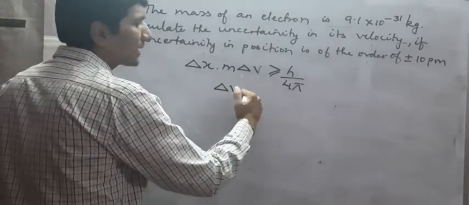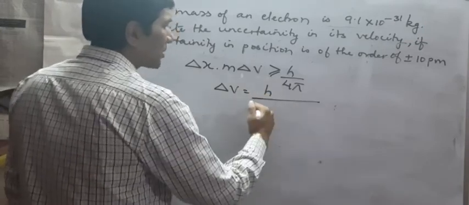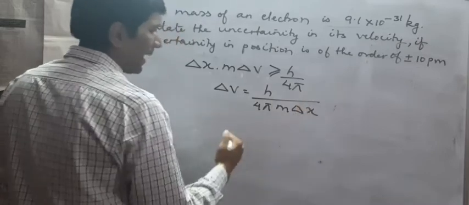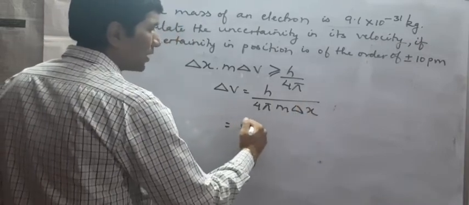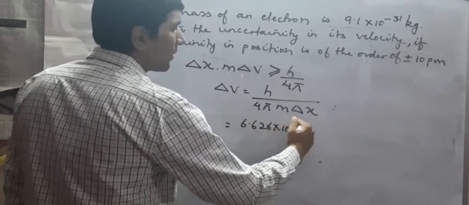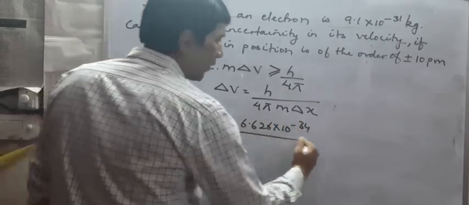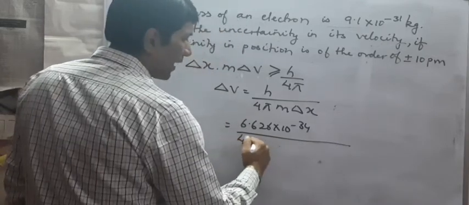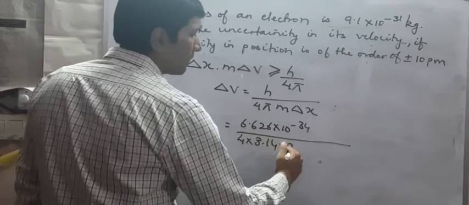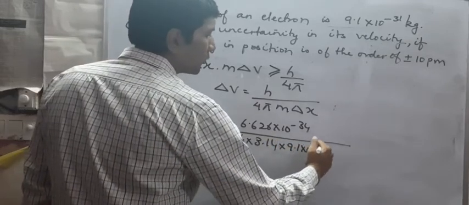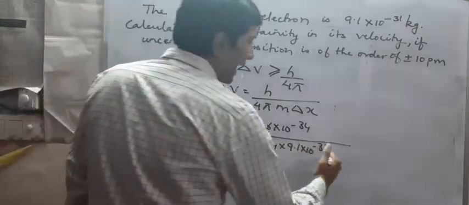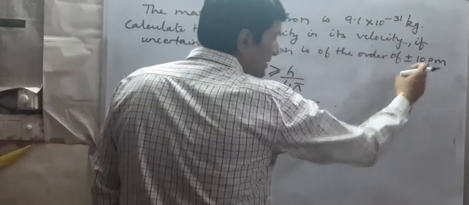So the formula gets modified as h upon 4 pi m delta x, and then we need to place the values. So 6.626 into 10 raised to power minus 34 upon 4 into the value of pi, which is 3.14 or 22 by 7, multiplied by the mass, which is 9.1 into 10 raised to power minus 31 kg. The mass has to be substituted in kg, and the value of delta x is 10 picometers.